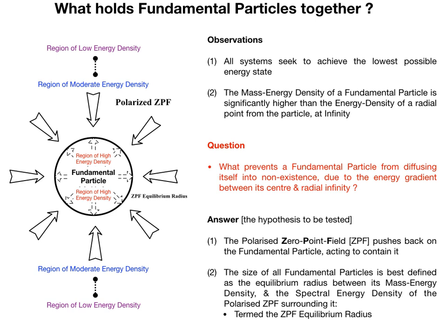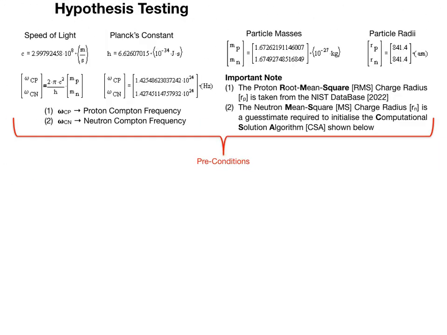Let's now look at how we can test our hypothesis. Before we can test our hypothesis, we'll lay out the tools we need. We'll classify them as preconditions, which include the speed of light, Planck's constant, proton mass, neutron mass, particle radii and the Compton frequency of the proton and neutron. Importantly, it should be noted that the proton root mean squared charge radius is taken from the National Institute of Standards and Technology 2022 database, and the neutron mean squared charge radius is a guesstimate value required to initialize the computational solution algorithm utilized to test our hypothesis.